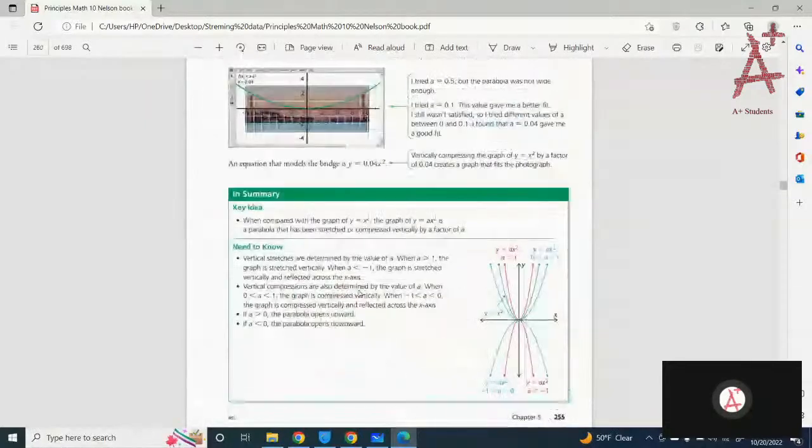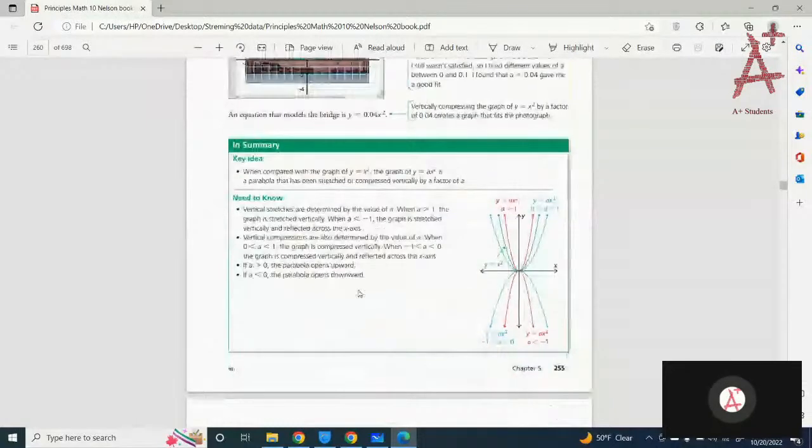Let's just discuss the summary and the important points. When compared with the graph y equals x square, the graph of y equals ax square is a parabola that has been stretched or compressed vertically by a factor of a. So originally the graph of the parabola is y equals x square. Whenever you have a factor, y equals ax square, a is some number that is multiplying the graph. That means it is either a vertical compression or a stretch of the parabola.